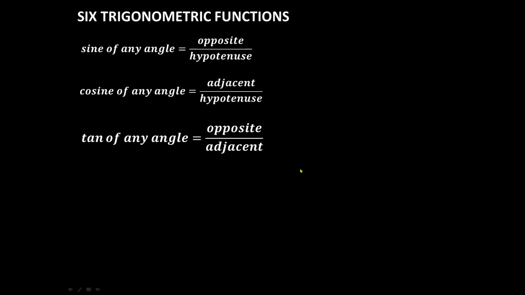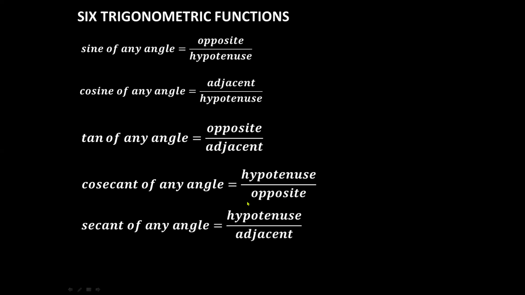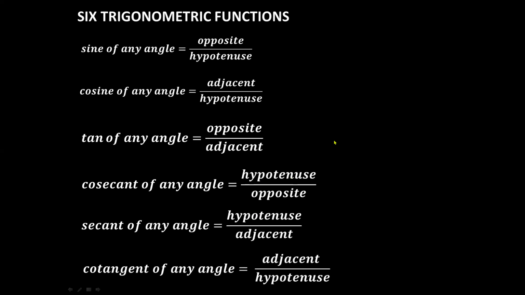And then let us proceed to the fourth one. Cosecant of any angle is equal to hypotenuse over opposite. Panglima, the secant of any angle is always equal to hypotenuse over adjacent. And then for the next one, we have cotangent of any angle always equal to its adjacent over opposite.